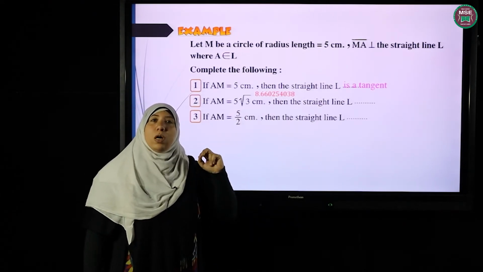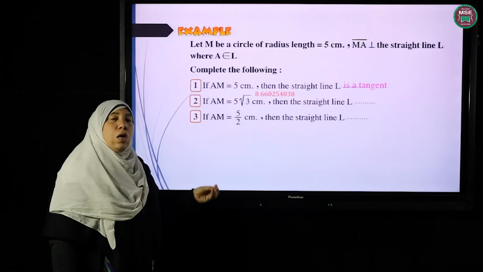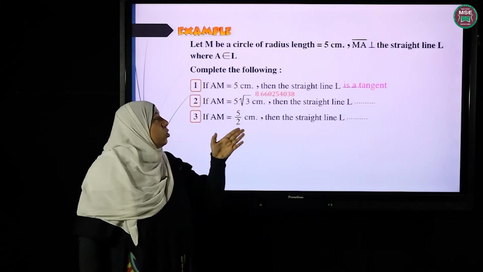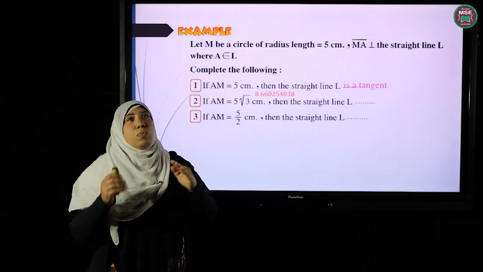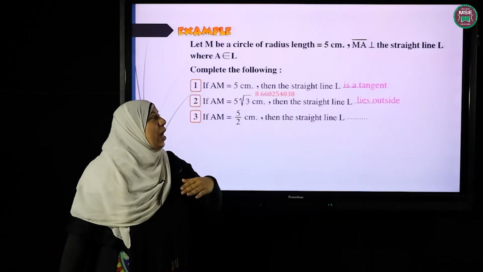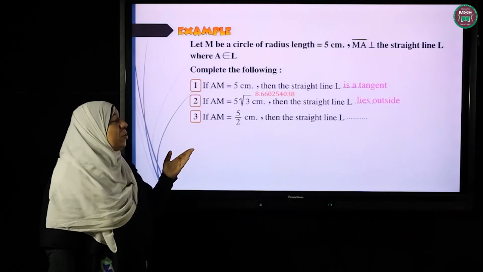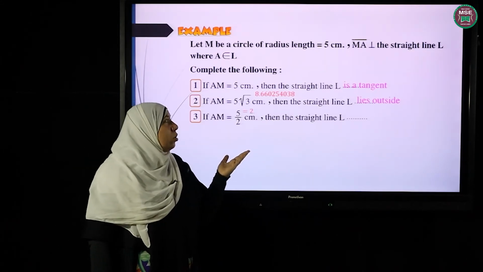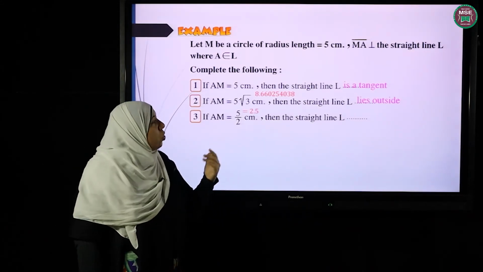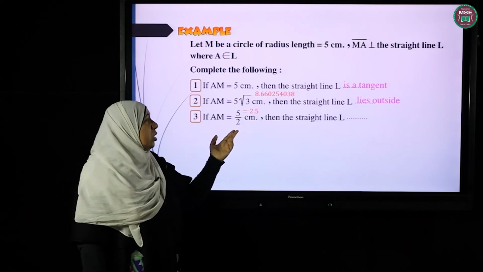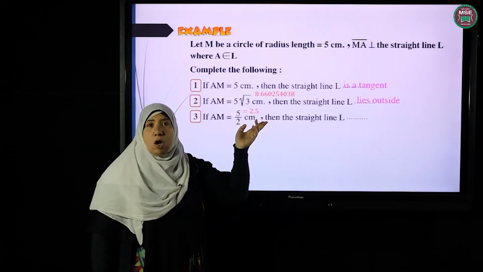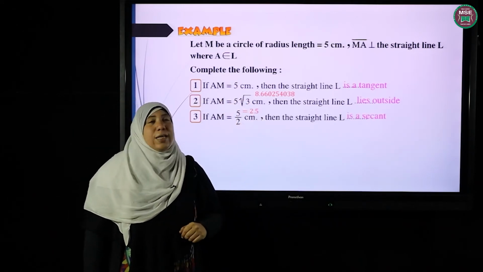Every time I will compare the length of the line with the length of the radius. So 8 is greater than 5, so my straight line is outside the circle. Here, if AM is 5 over 2 or 2.5, so this distance is smaller than R, so this straight line is a secant.